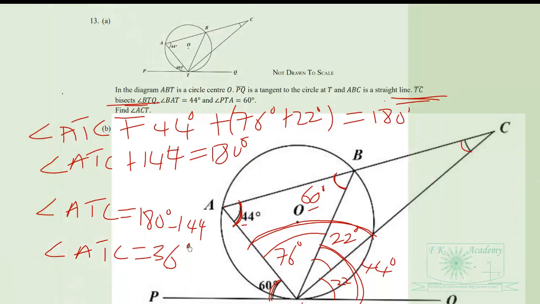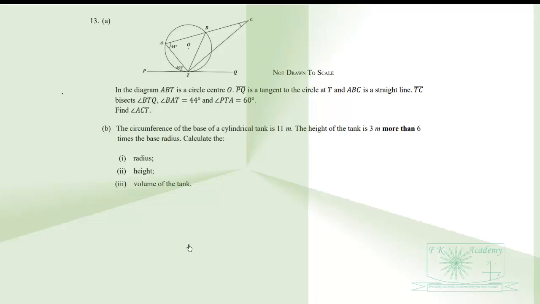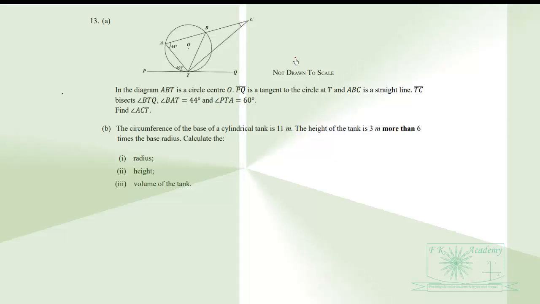Okay, so now we can move on to the B part of that question. The circumference of the base of a cylindrical tank is 11 meters. The height of the tank is 3 meters more than 6 times the base radius. We have to calculate the radius. So we are going to use this information here: 11 meters, the circumference of the base.